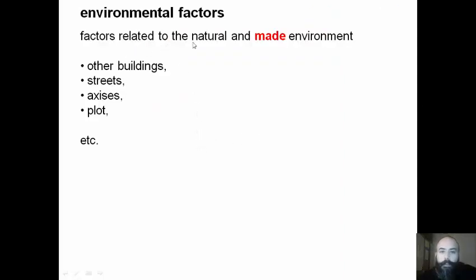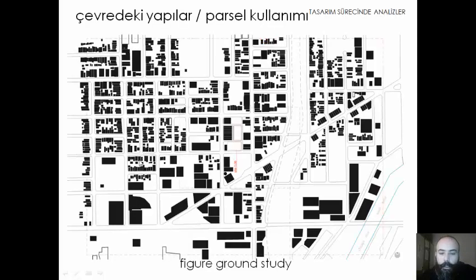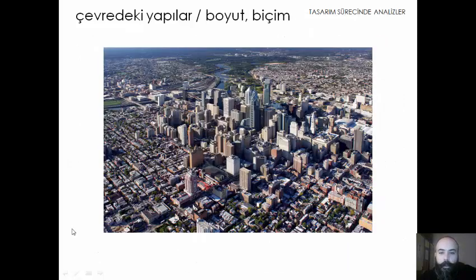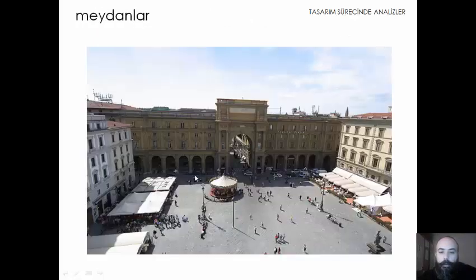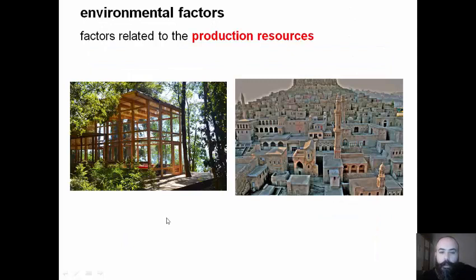And factors related to the made environment, built environment, they are composed of other buildings, streets, maybe access, the plots, and etc. Of course. Like in this figure ground study, we can see that there are different sizes of buildings and their relationships with their plots and with other buildings. Of course, the heights of the buildings, the roads, the streets, or the squares.